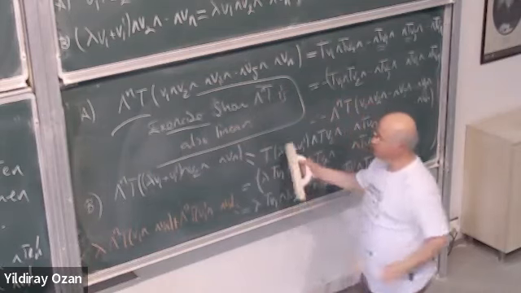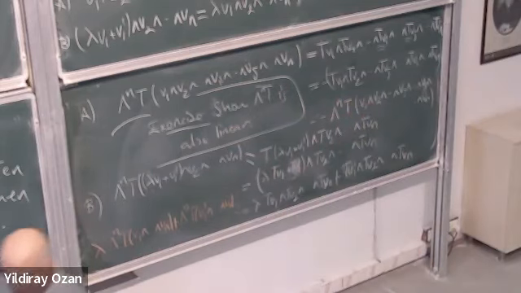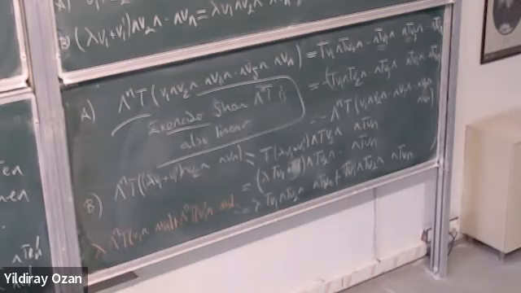Yani buraya yazdığımız şeylerden sanırım o doğrudan çıkar. Peki, consequence of this, isterseniz bir tane örnek gösterelim. Ya da şöyle bir şey yapayım, proposition.